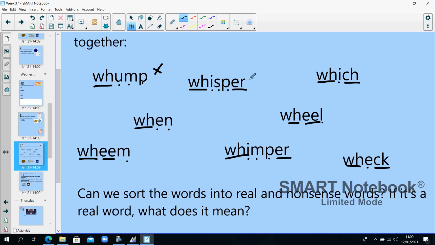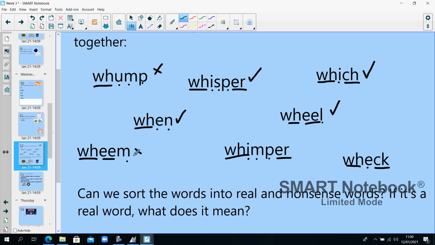Real or nonsense? Wump, nonsense. Whisper. Whisper is a real word. When we whisper, we talk quietly. Which. Which is a real word and spelt like this, it's the question word. Which one do you mean? When. Another question word. Wheel is a real word. We have wheels on bikes and cars.